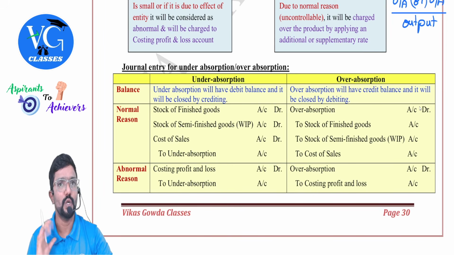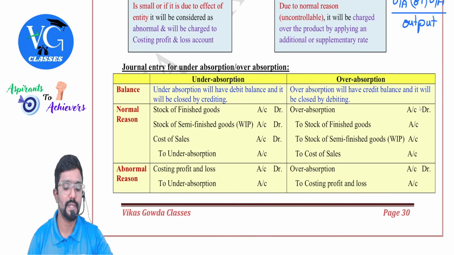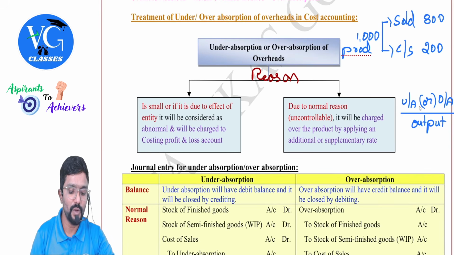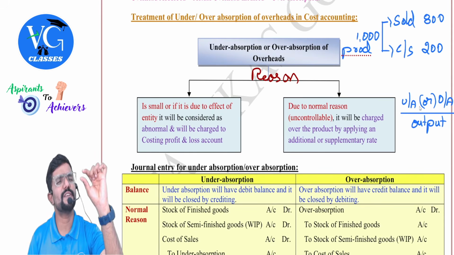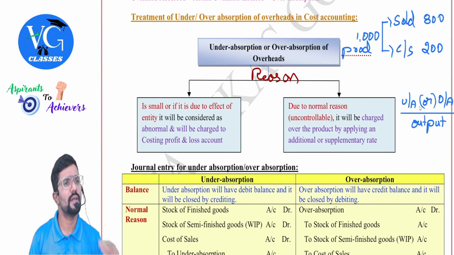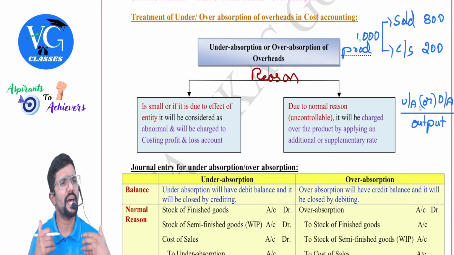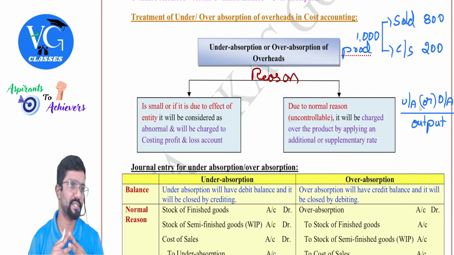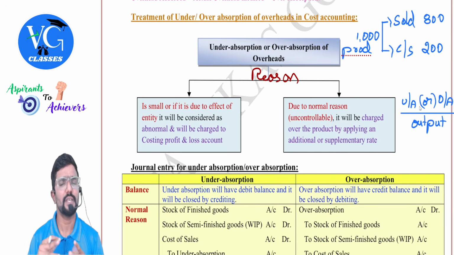Costing profit and loss account. Okay, sir. This is when it is due to abnormal reason or if it is of a small value which is immaterial. Treat it as abnormal and charge it to costing P&L account. Sir, what if it is due to normal reason, unavoidable? Then we need to calculate something called supplementary rate and apply it to the products. Apply it to the products what, sir?